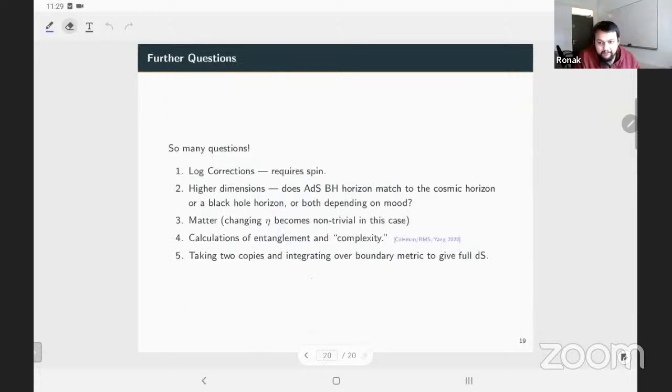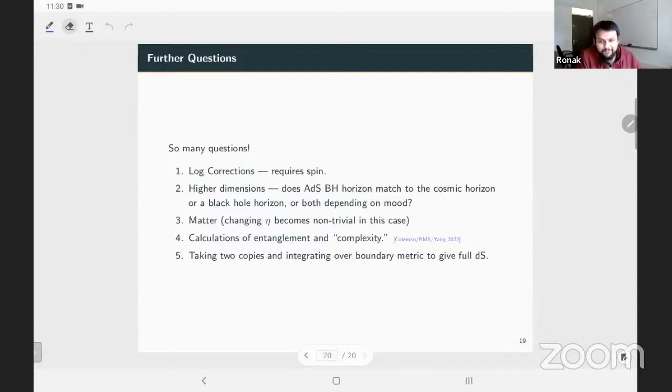So I'll just tell you some further questions. One question is whether we can reproduce log corrections. For that, we require spin, as actually Ashok showed in a paper from a while ago, that the log corrections to black hole entropy and also Gibbons-Hawking entropy require including spinning states. And today we set spin exactly to 0 everywhere. The other question, of course, is higher dimensions, which is more interesting.